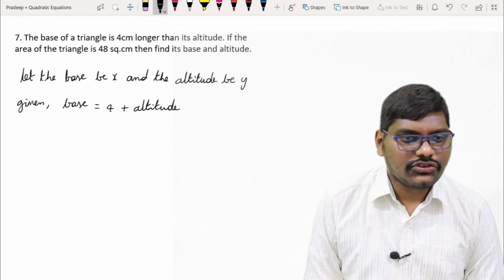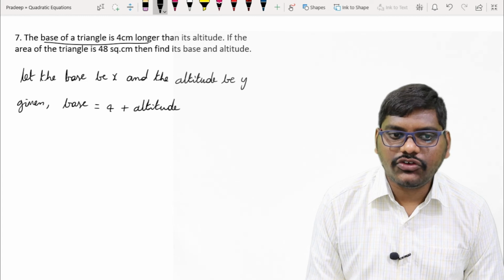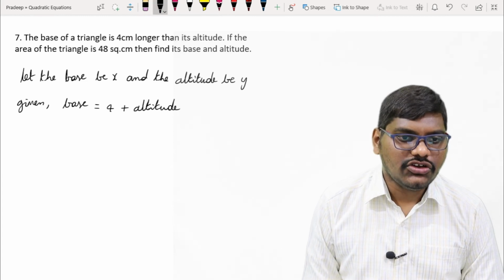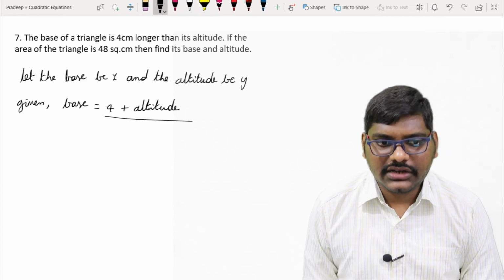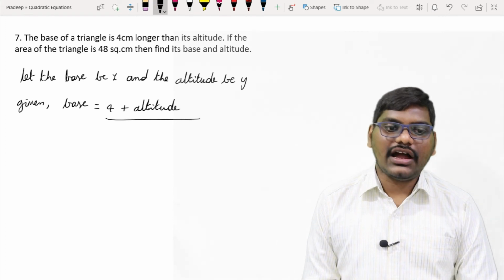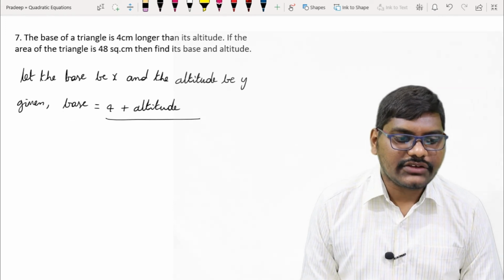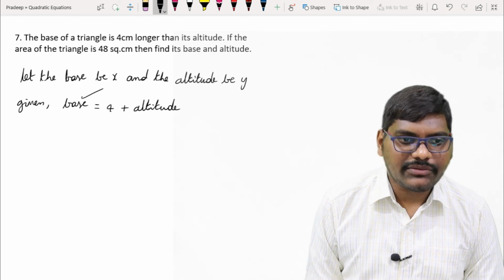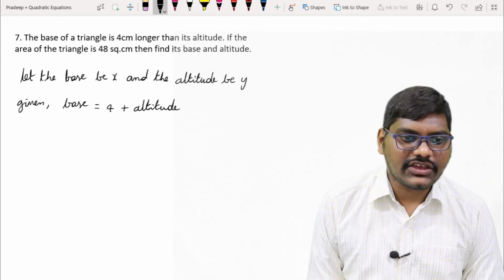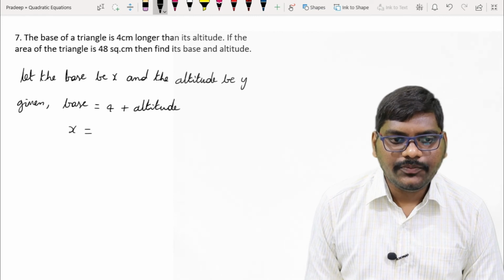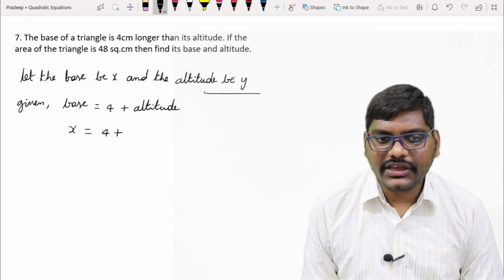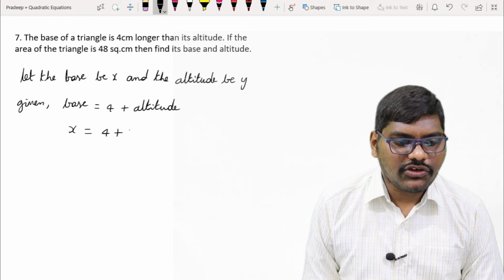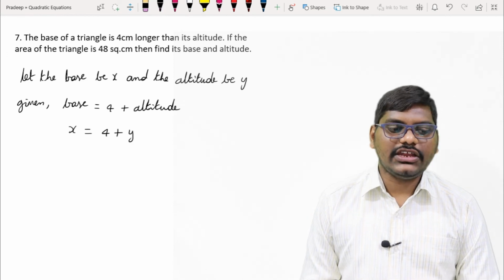So here is the point, the base of the triangle is 4 centimeter longer than its altitude. That is nothing but 4 plus altitude. That was the base. Okay, so now we can write what is the base we have taken. Base we have taken it as x, so I can write x equal to 4 plus the altitude we have taken as y, so x equal to 4 plus y is the equation which we are getting over here.